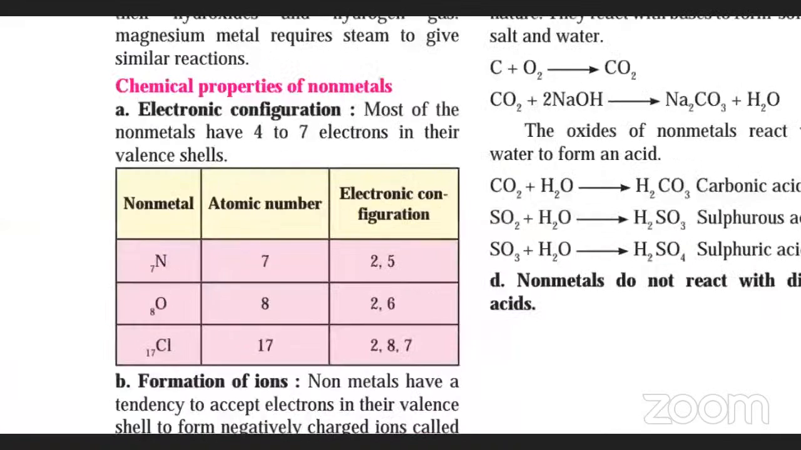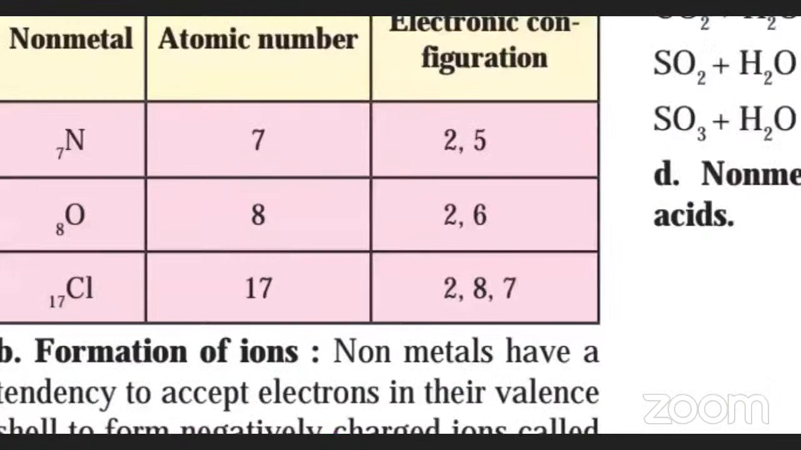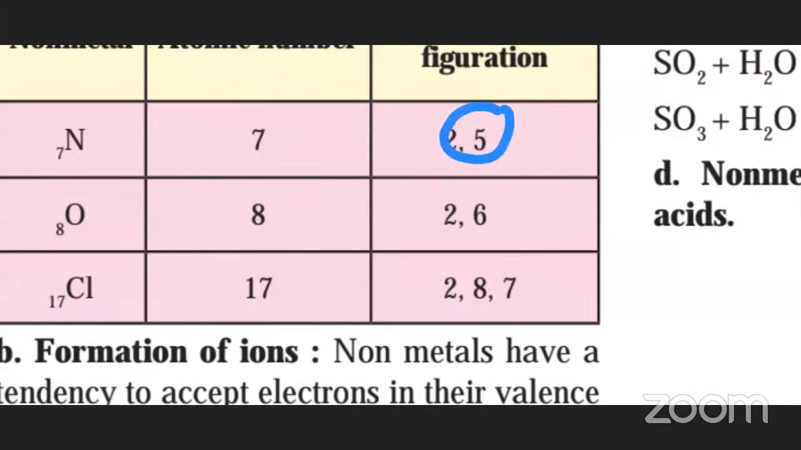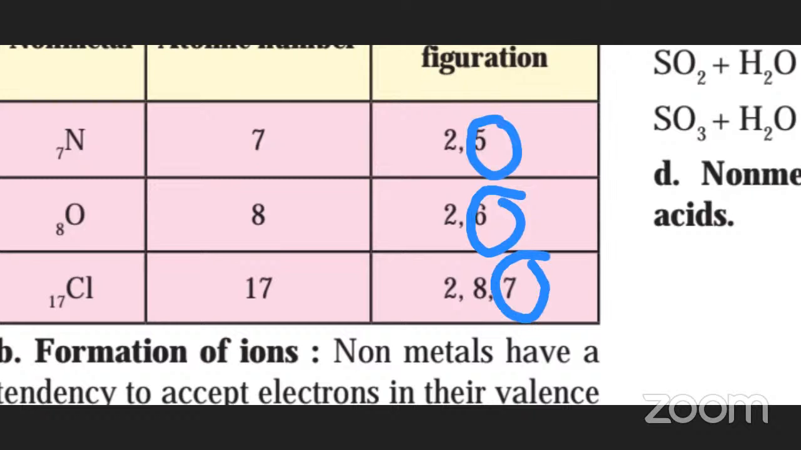So see here, this is the outermost shell. This is the outermost shell of nitrogen. This is the outermost shell of oxygen, and this is the outermost shell of chlorine. So here these elements react with other elements to complete their octet. So if nitrogen is having 5 electrons in outermost shell, how many more electrons are required here? How many more electrons are required to complete the octet?